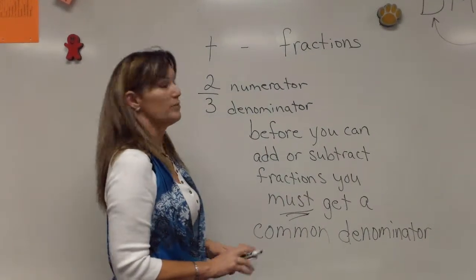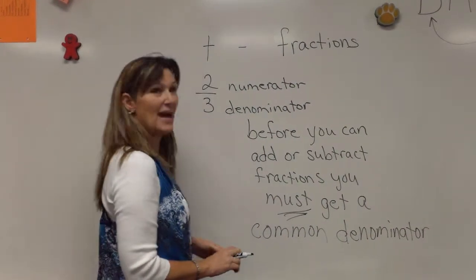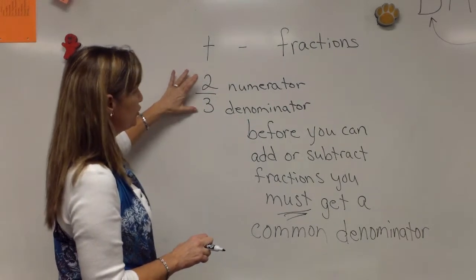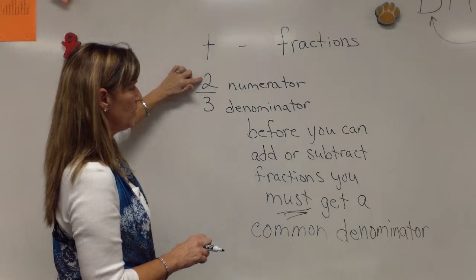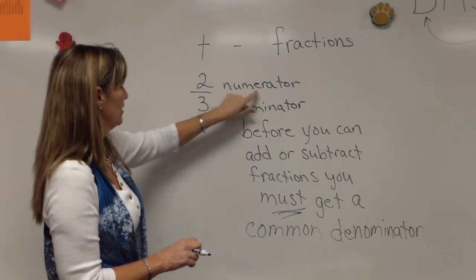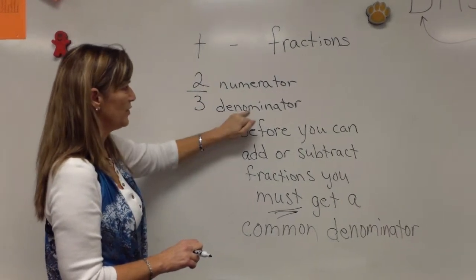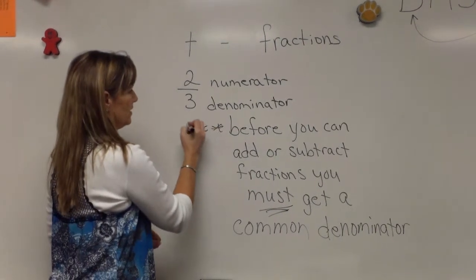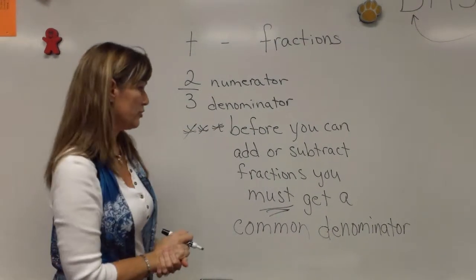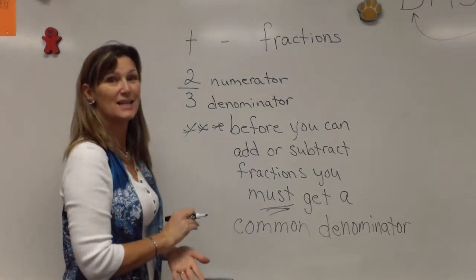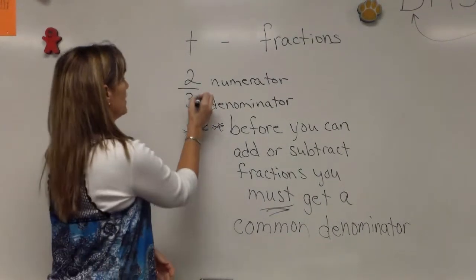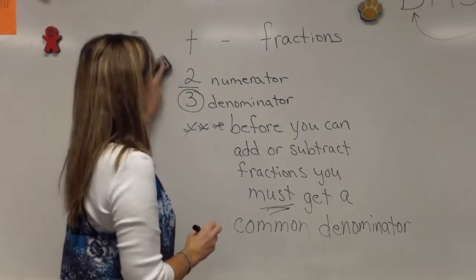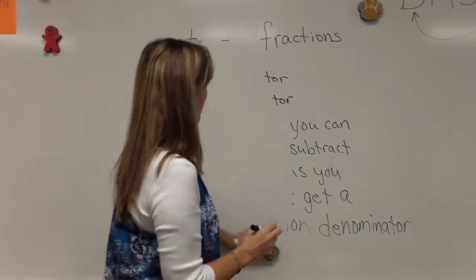Another session of Ms. Whitaker's Words of Wisdom, adding and subtracting fractions. If I have the fraction 2/3, the top number is called the numerator. The bottom number is called the denominator. This is very important. Before you can add or subtract fractions, you must get a common denominator. The bottom number must be the same.